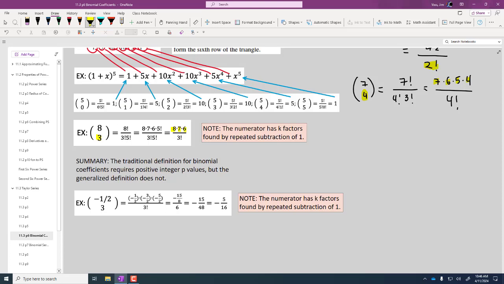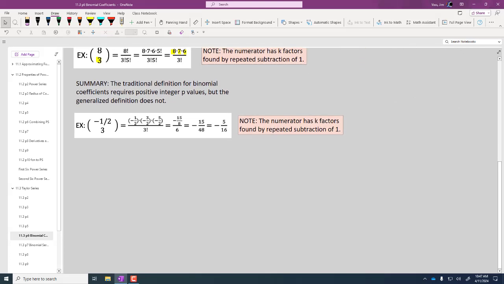So, like I mentioned before the break, in the numerator you have k factors by doing repeated subtraction by 1 and no factorial. And here's where the math people got all excited back in the day, like, oh, that means if we generalize this, we can start using weird p-values that are not positive integers that are bigger than the thing.